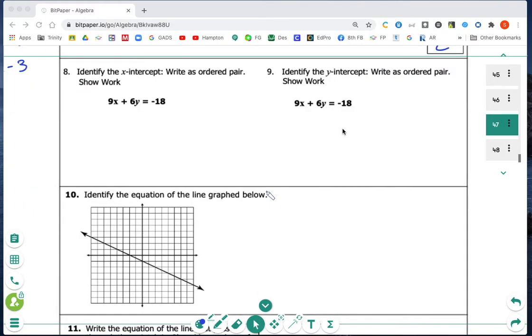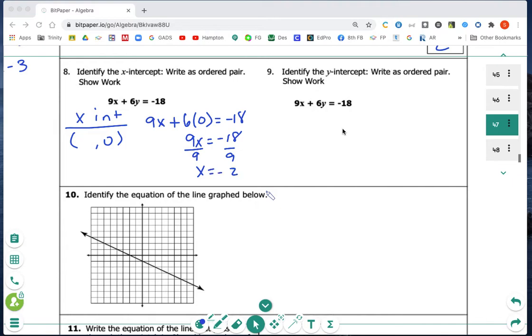X-intercept. If I am looking for my x-intercept, then I know that y is 0. So I'm going to do 9x plus 6 times 0 is equal to negative 18. 9x is equal to negative 18. Divide by 9, divide by 9. X is equal to negative 2. So my x-intercept is negative 2, 0.